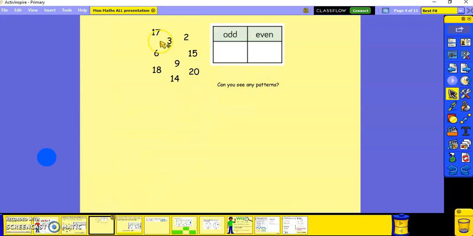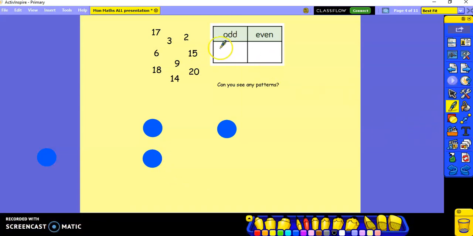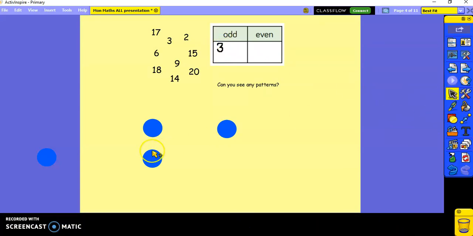Okay, so I'm going to have a go here. I'm going to do the number 3. I'm going to use 3 counters and I'm going to split them into 2 equal groups. One for me, one for Mrs. Halligan. Oh, this one can't go here because then I have more, and it can't go here because Mrs. Halligan will have more. Oh, so there's an odd one out. That means that the number 3 is an odd number. So I would pop it here because we don't have an equal amount in each group.